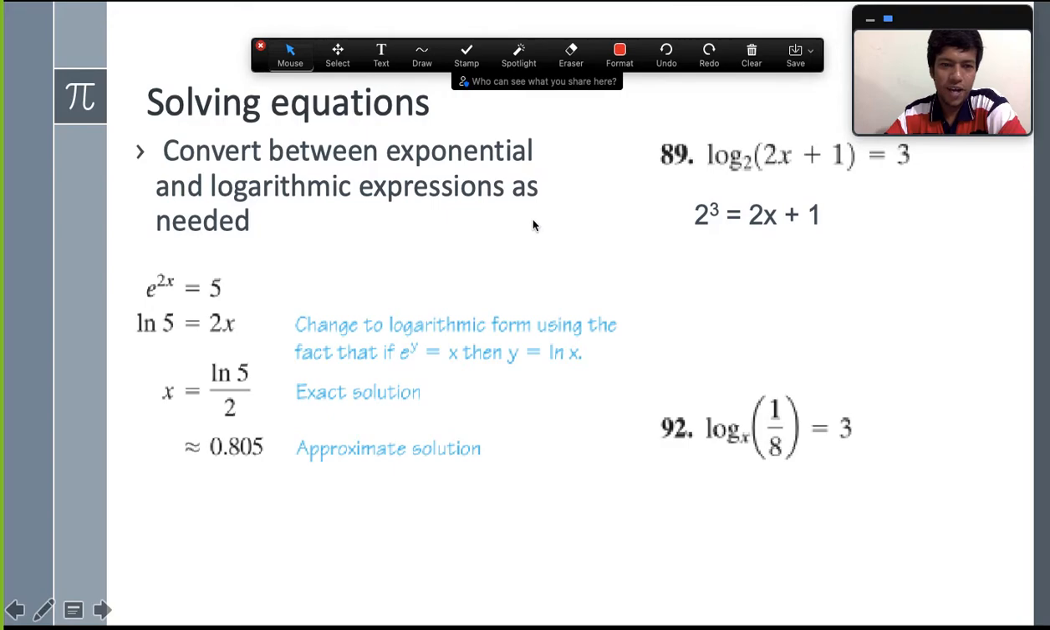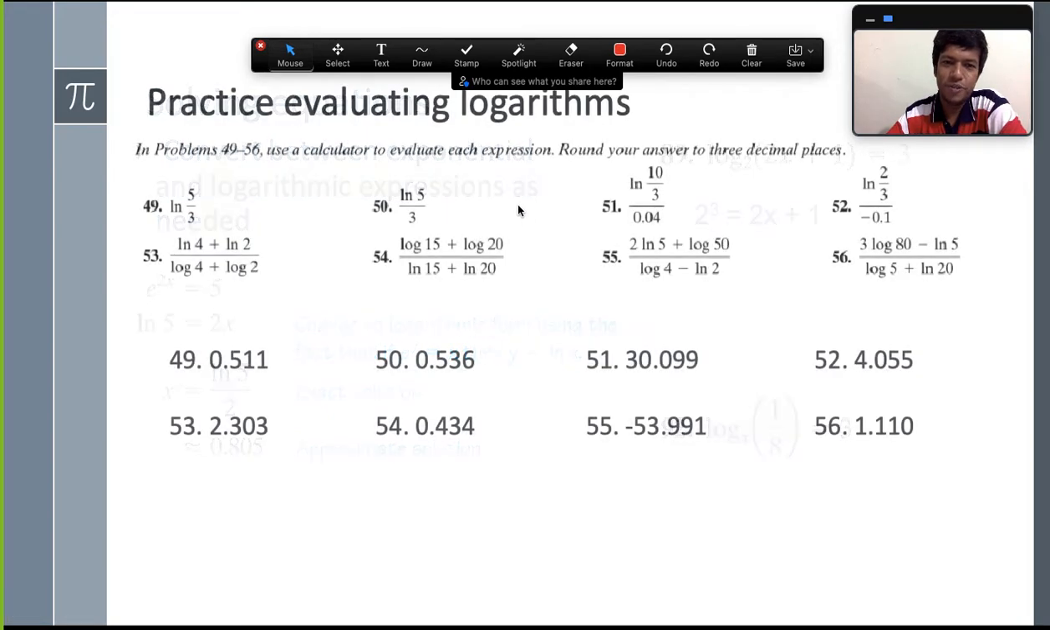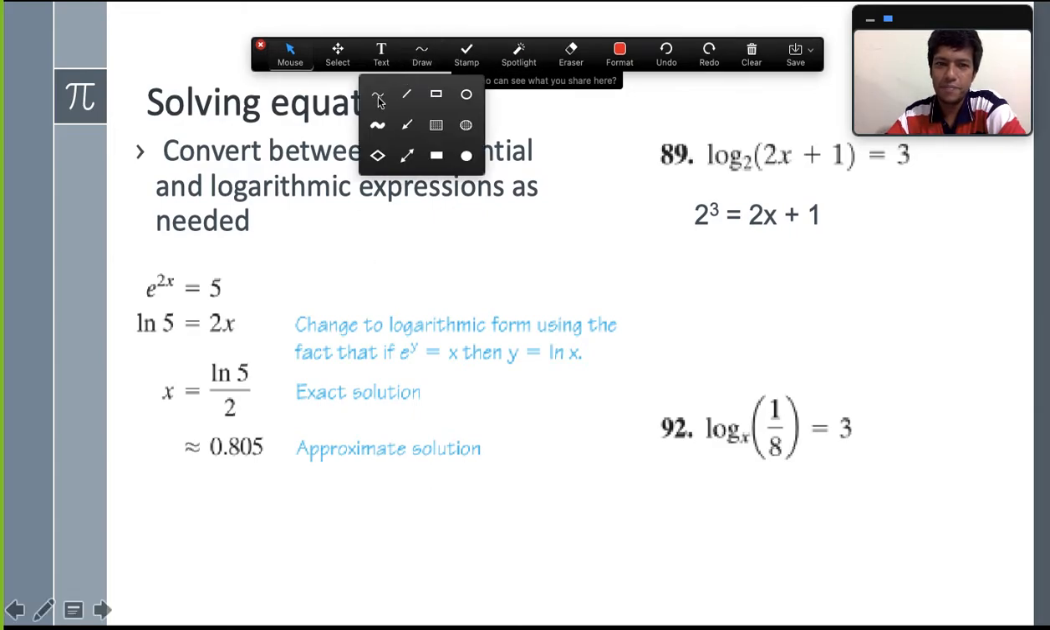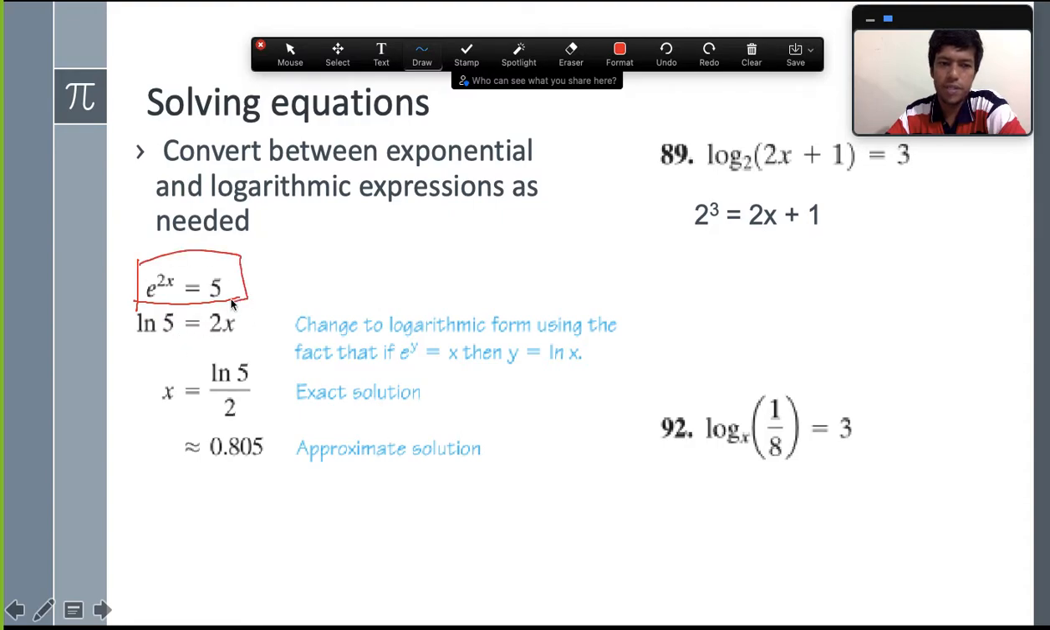All right, so now how do we solve different equations? This is easy. These are from the book. As you can see, when you have e to the power, let's say e to the power twice x equals 5, how do you solve it? So this is e to the power twice x equals 5.